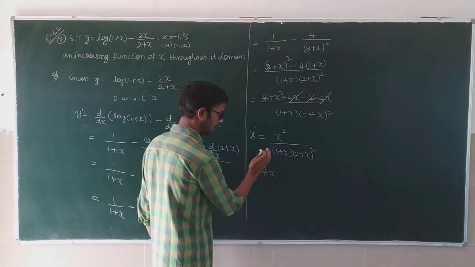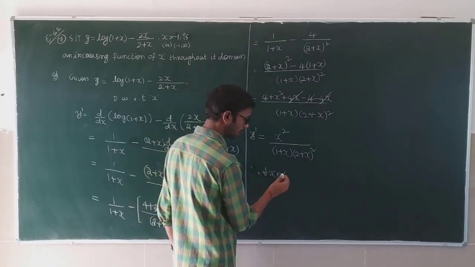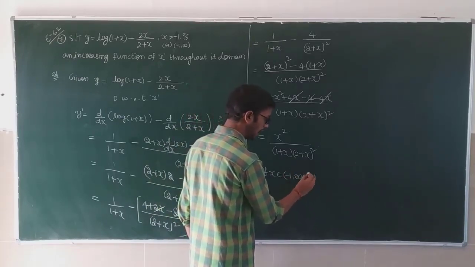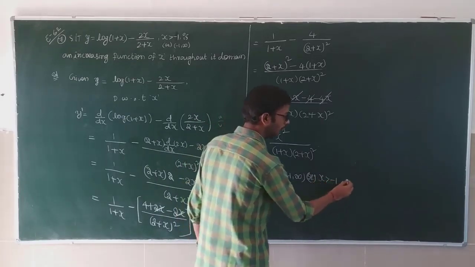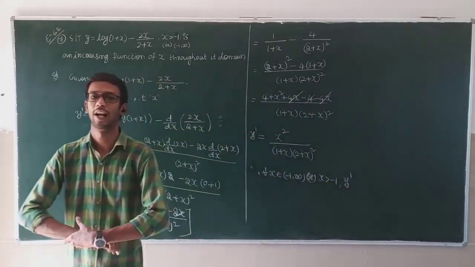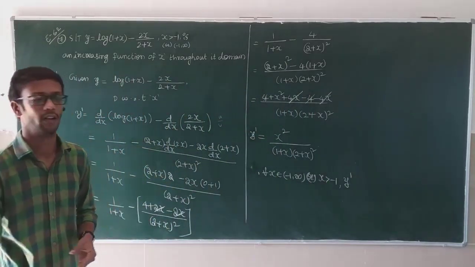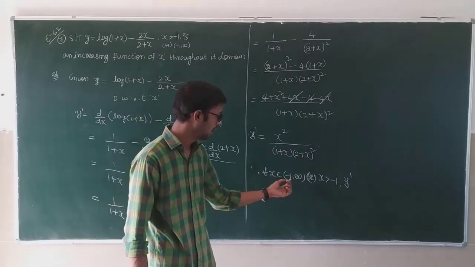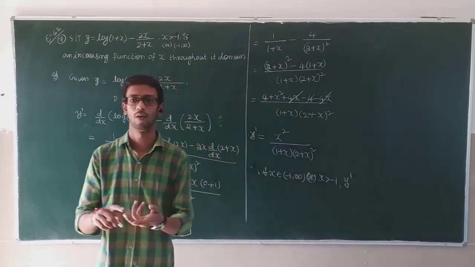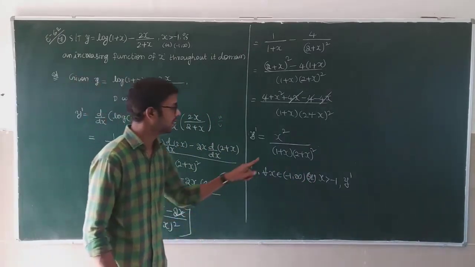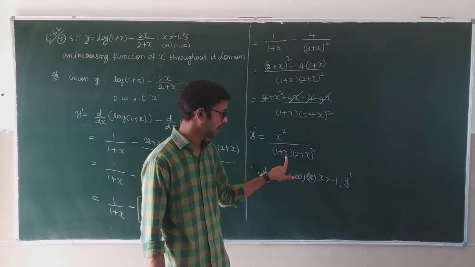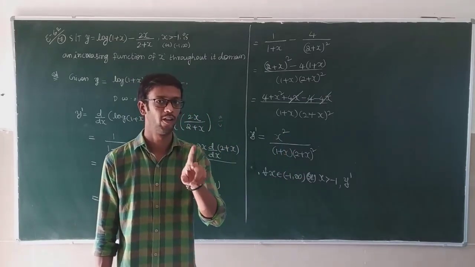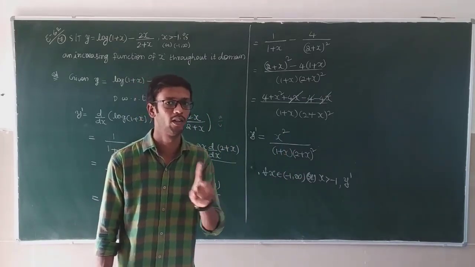For every x belongs to minus 1 comma infinity, or x is greater than minus 1, what will the y dash value be? Greater than or less than? Take values greater than minus 1: 0, 1, 2, 3, and so on. I'll substitute 0 first: 0 by 1 into 2, and 0 by anything is 0. So we get equal to 0 at this position.